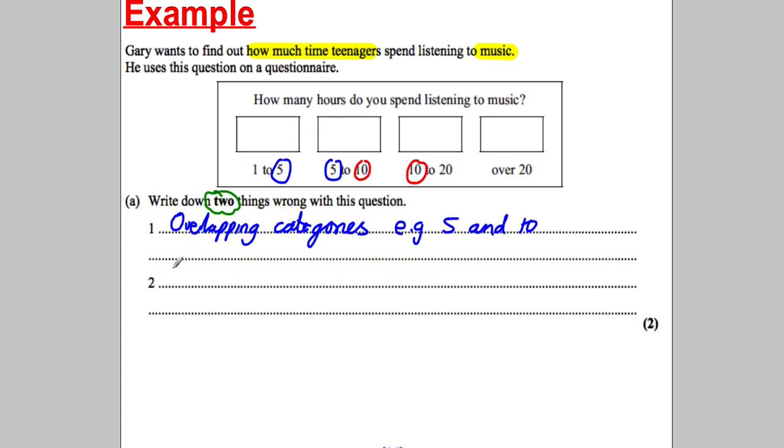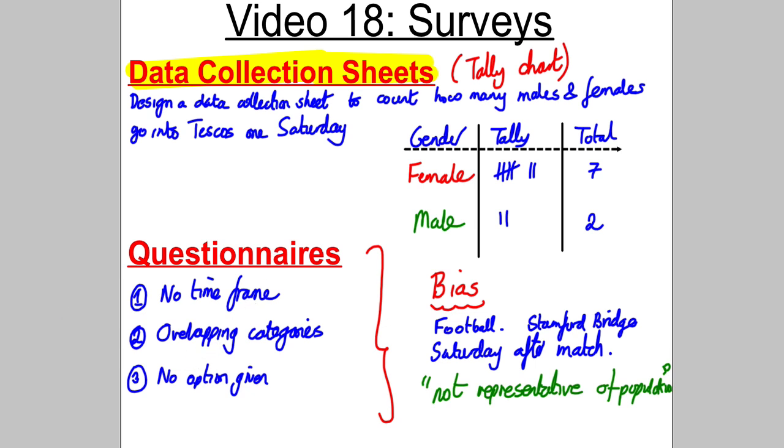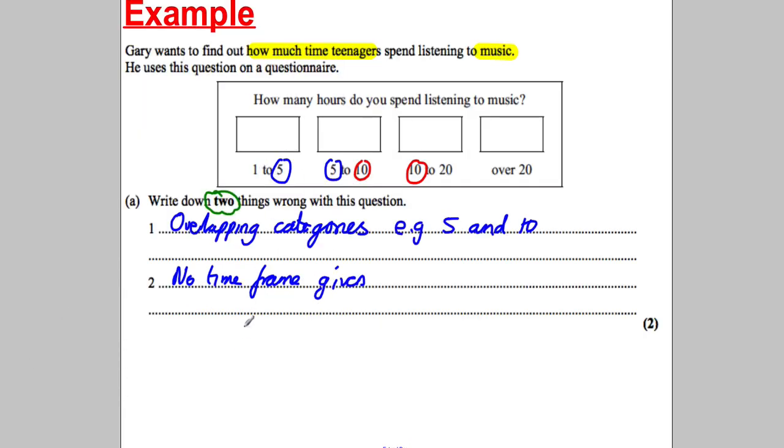So you could say no time frame given. And actually, all 3 problems are with this. No option given. What would you do if you don't listen to any music? There's no option for none. So a third problem is no option for if you don't listen to music. Now, you could have written any of those 3 things and you would have got the 2 marks, any 2 of those 3 things.